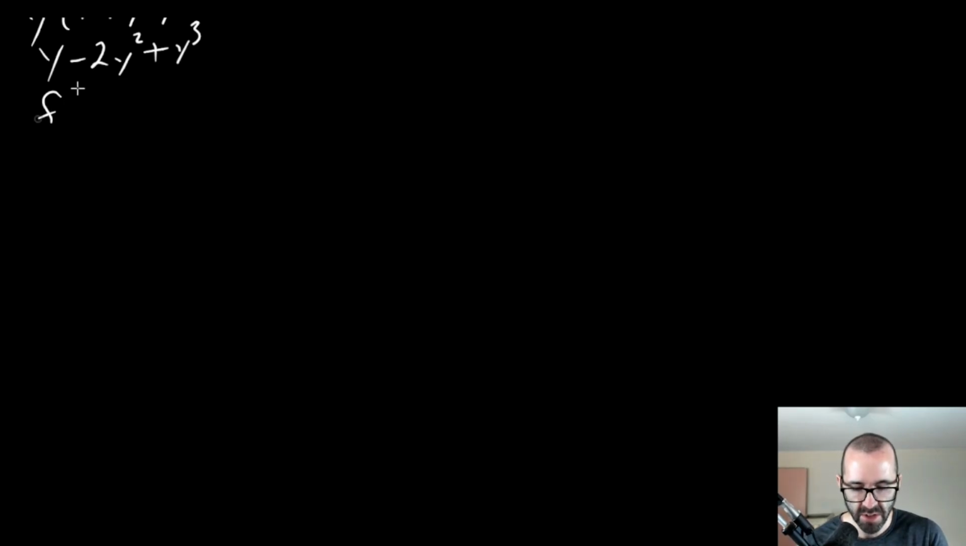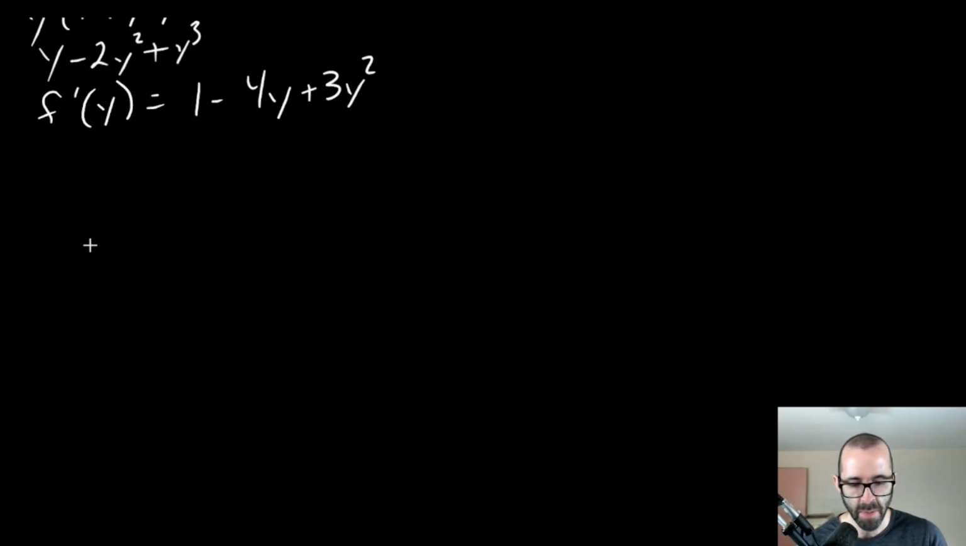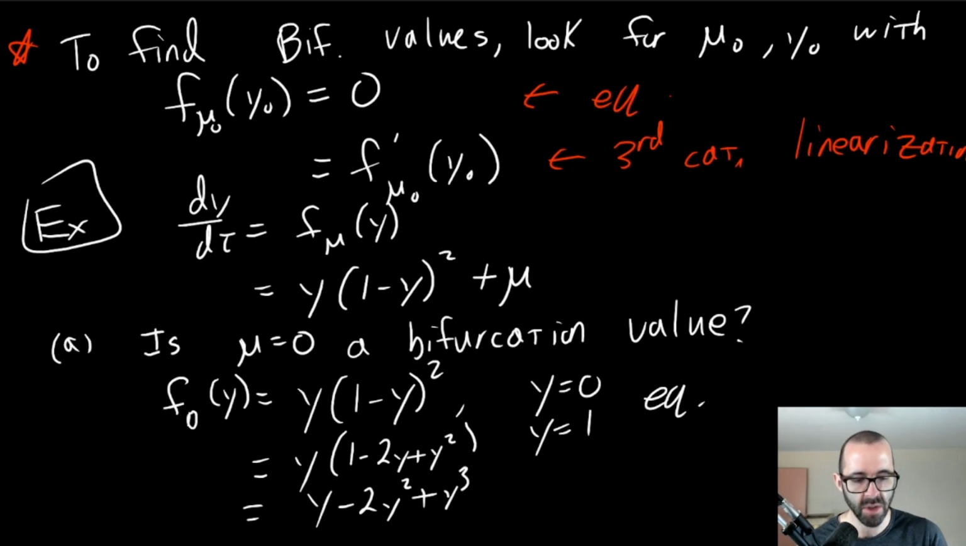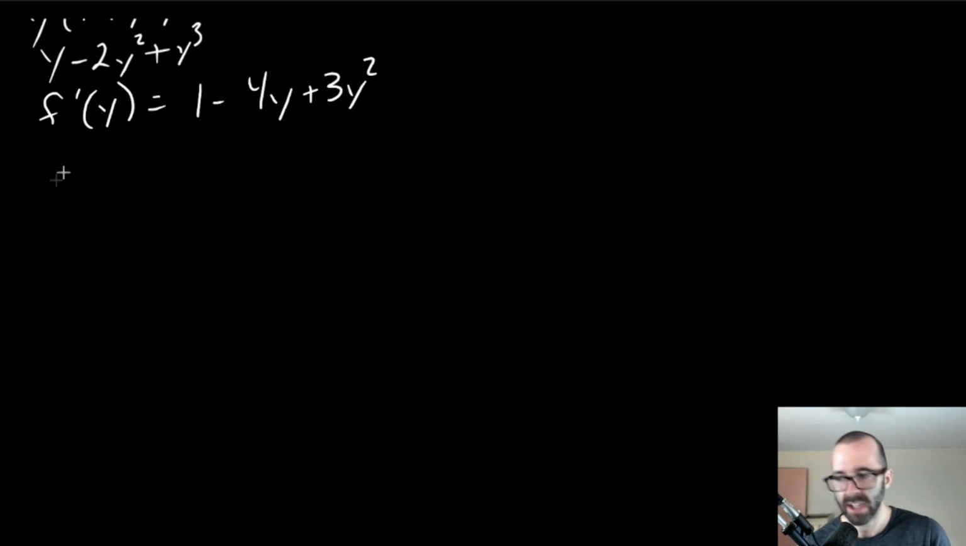So if that's the function, then the derivative with respect to y is just going to be 1 minus 4y plus 3y squared. Remember our equilibria, we're at y equals 0 and y equals 1. So we're going to check.